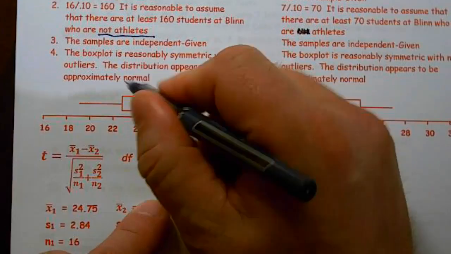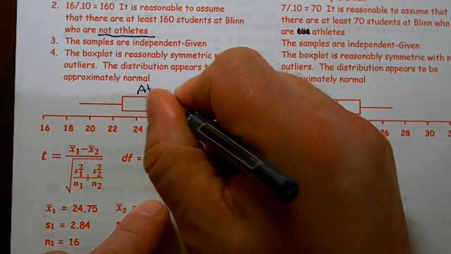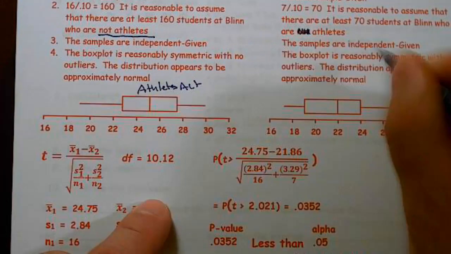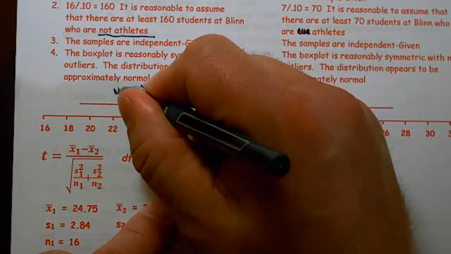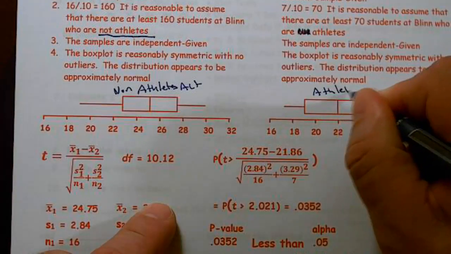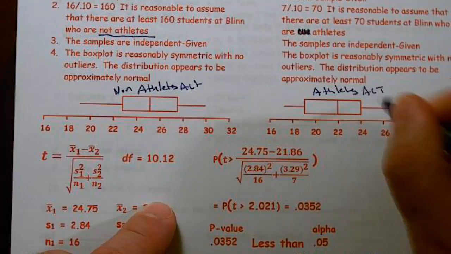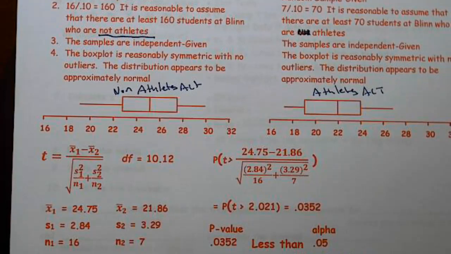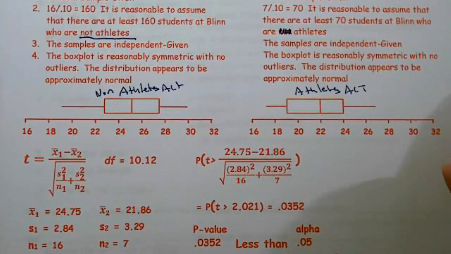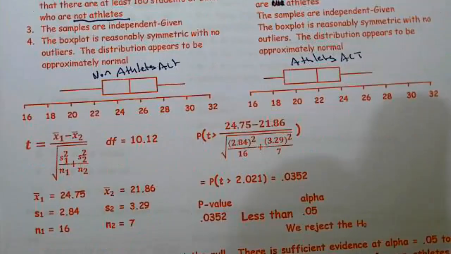And so this should have been labeled non-athletes, and this should be athletes, ACT. And you don't have to draw a scale. You can actually just label the high points if you want to. Now, both box plots appear to be reasonably symmetric with no outliers. The distribution appears to be approximately normal. So in that case, we're good to go.